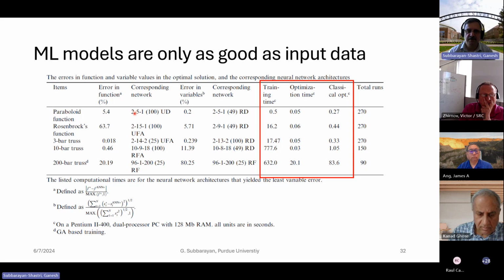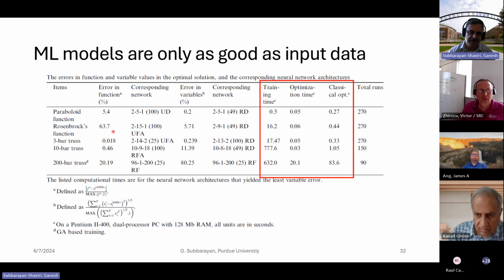We tried different neural networks, and you can see the error in variables, pretty good, 0.2%. It's not too bad at all. And then you can see the training time was 0.5 seconds. So this was on a PC with 128 megabytes of RAM, done in the late 90s. So we can do far better now. And the optimization time, or the inference time, is much less compared to classical optimization. Now, if you total these two, you'll find that the classical derivative-based optimization actually does better than the total time it takes for training and optimization using machine learning.